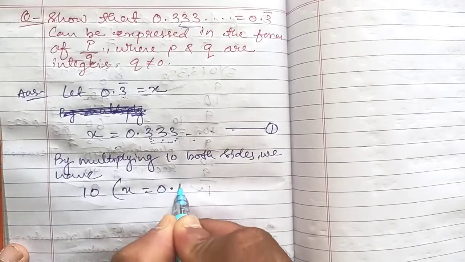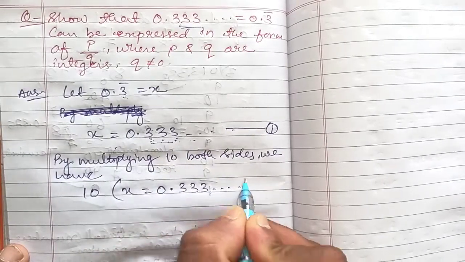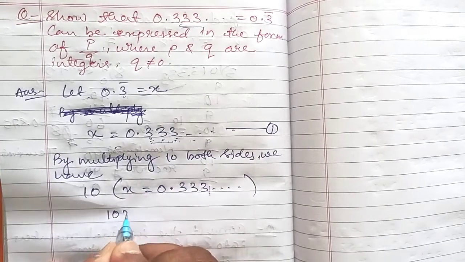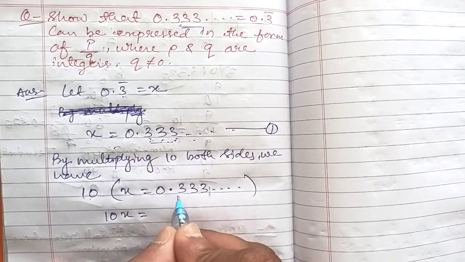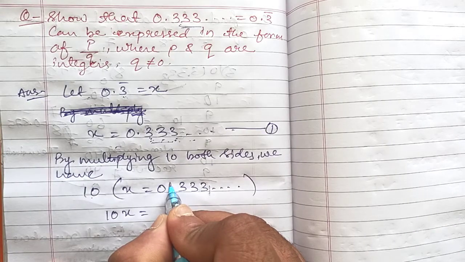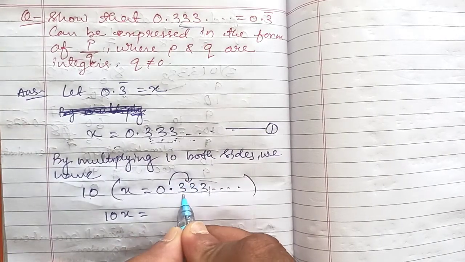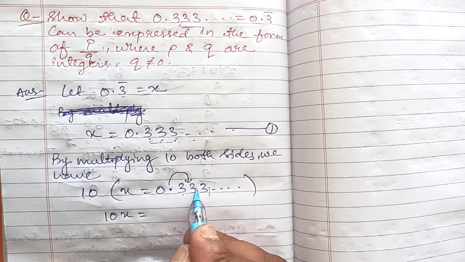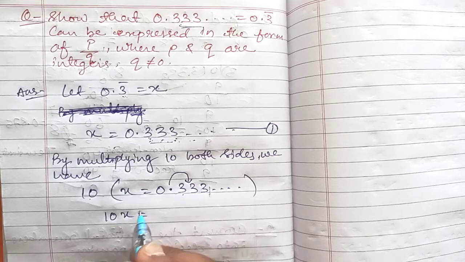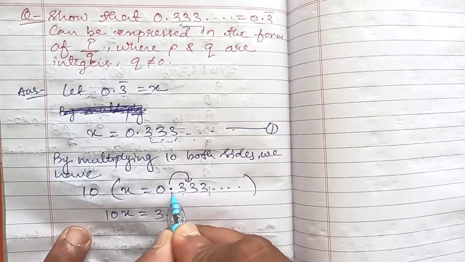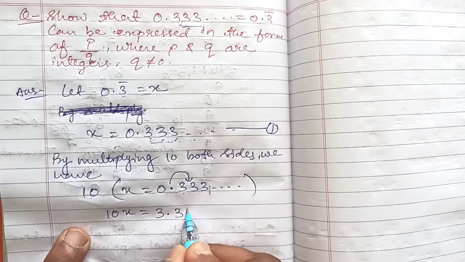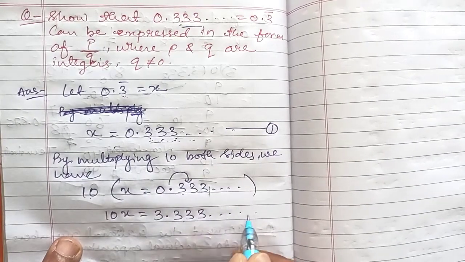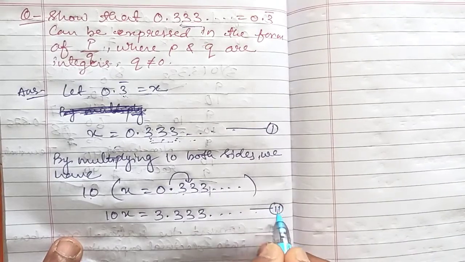x equals 0.333 dotted. With equation 1, I am multiplying 10. 10 into x is 10x, and 10 into this number: as I am multiplying by 10, the decimal will go 1 step back. If I multiply 100, the decimal will go 2 steps back. So here we will get 3.33, and I can write one more 3 because there are so many 3s here. So this is our equation 2.